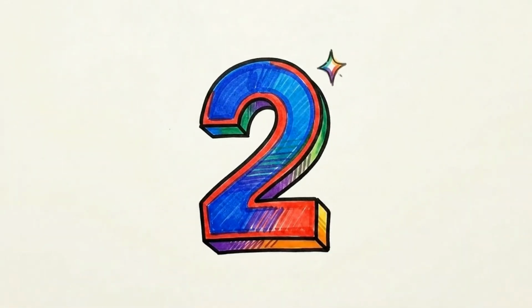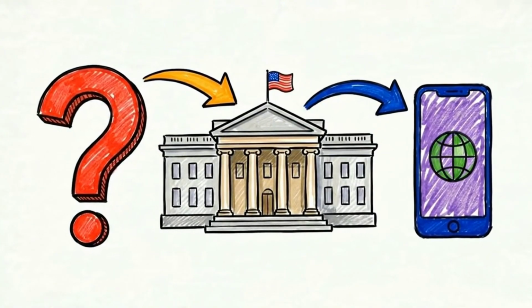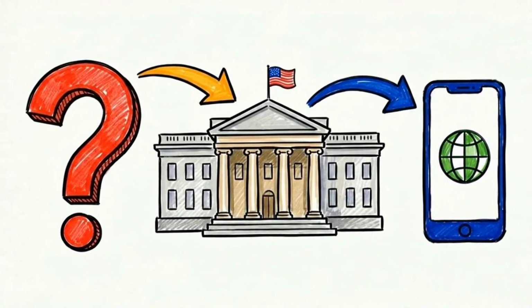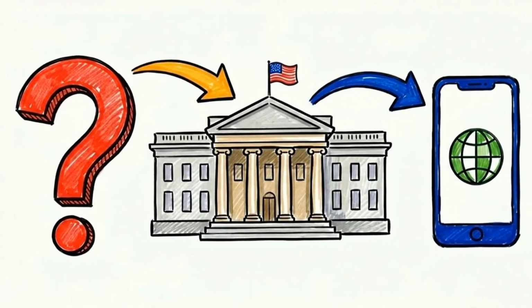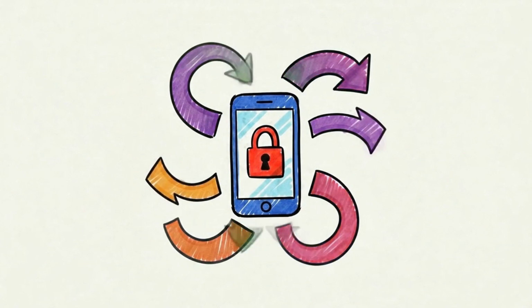Wait until number 2 on this countdown. That is the one most viewers under 60 get wrong. And it is a legal point, not a technical one. Once you hear it, the whole logic of how to lock your phone clicks into place.